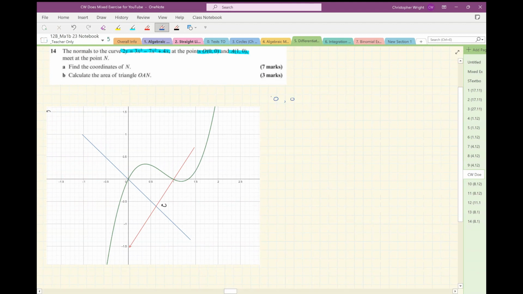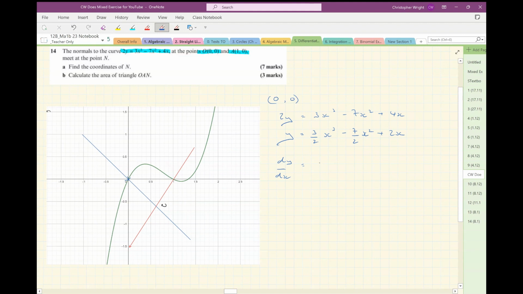Now, if we're going to find the equation of a line, we need to know a point on the line. Well, we know that it goes through (0, 0), this blue line. We also need to know the gradient, so I need to find the gradient of that line. Now, the curve I'm dealing with is 2y equals 3x cubed minus 7x squared plus 4x. So let's make y the subject here. I'm just simply dividing everything by 2. So there is my curve, and now to find the gradient of the curve when x is 0, I'm going to differentiate that to find my gradient function.